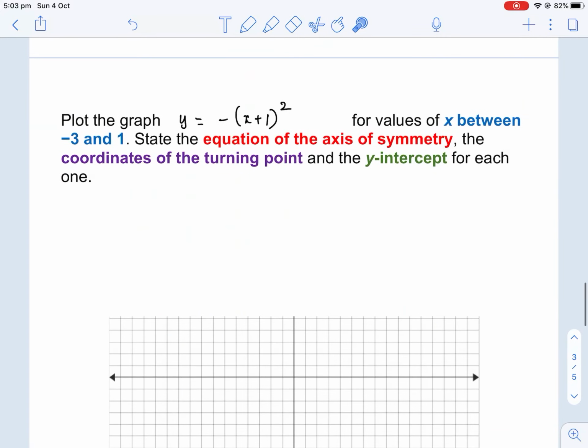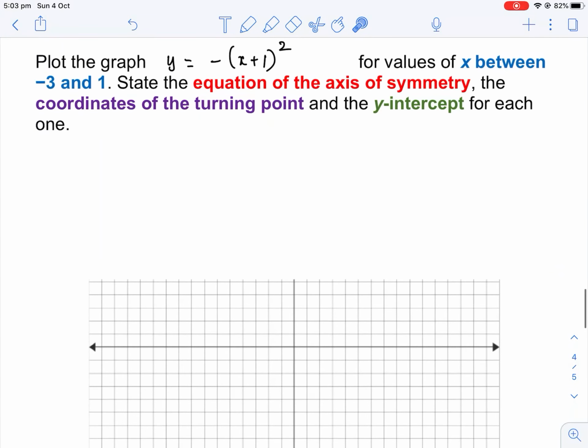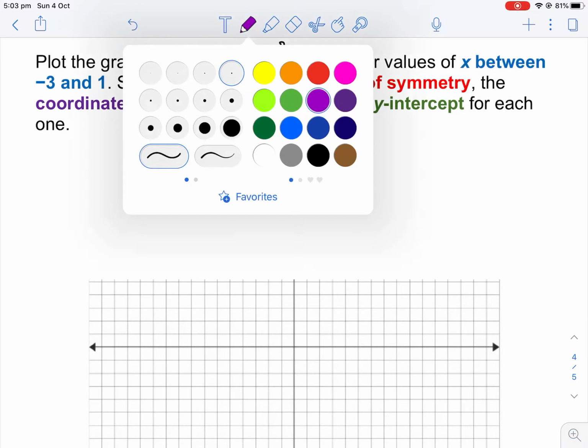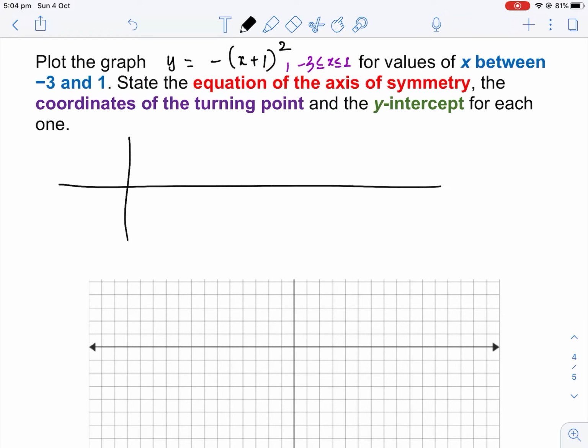Now we move on to the next one. Plot the graph. All right. So look at this one, negative here: y equals negative (x plus 1) squared, for the value of x between -3 and 1. That's what we need to do. And then the same, we have to find the equation of the axis of symmetry, the coordinate of the turning point, and the y-intercept. And again, with this one, we have to construct a table of values, x, y, okay?